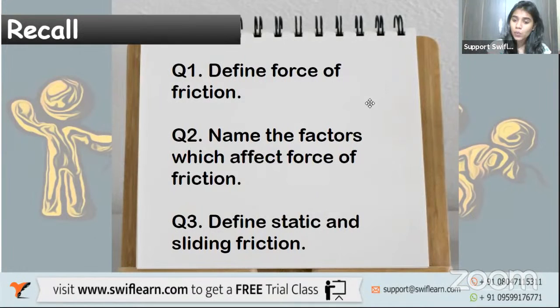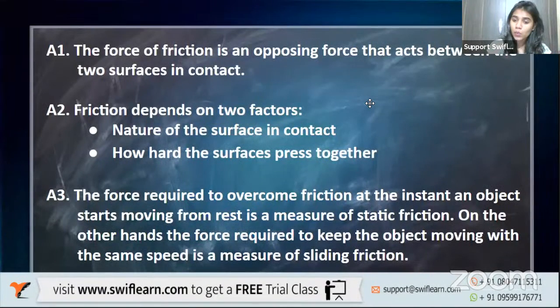Now name the factors that affect force of friction. There are two factors. One is the nature of the surfaces in contact, and number two is how hard the object is pressed to the surface. Now there are two kinds of friction, static friction and sliding friction. Try to differentiate between them. The force required to overcome friction at the instant an object starts moving, when it is at rest and you try to push it, is static friction.